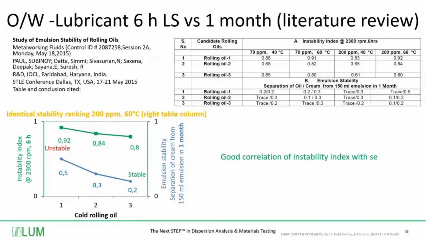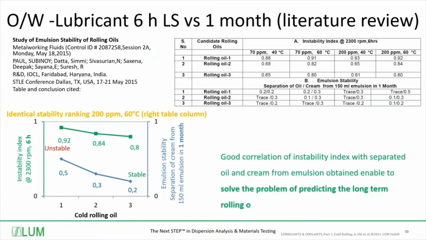The authors conclude there's a good correlation of the instability index with the separated oil and cream from the emulsion obtained, and were able to solve the problem of predicting long-term rolling oil emulsion stability by this method: 6 hours in the LUMiSizer instrument versus 1 month storage in the hot air oven.